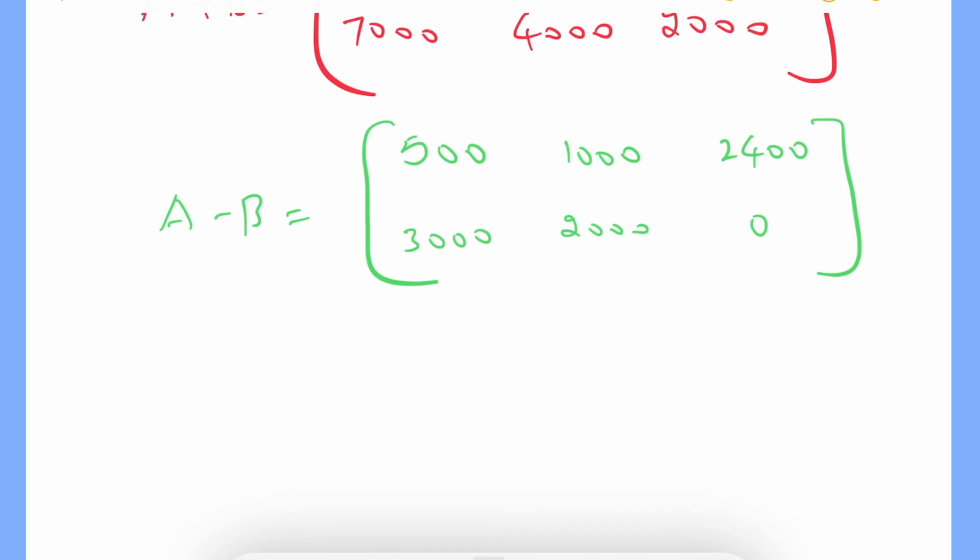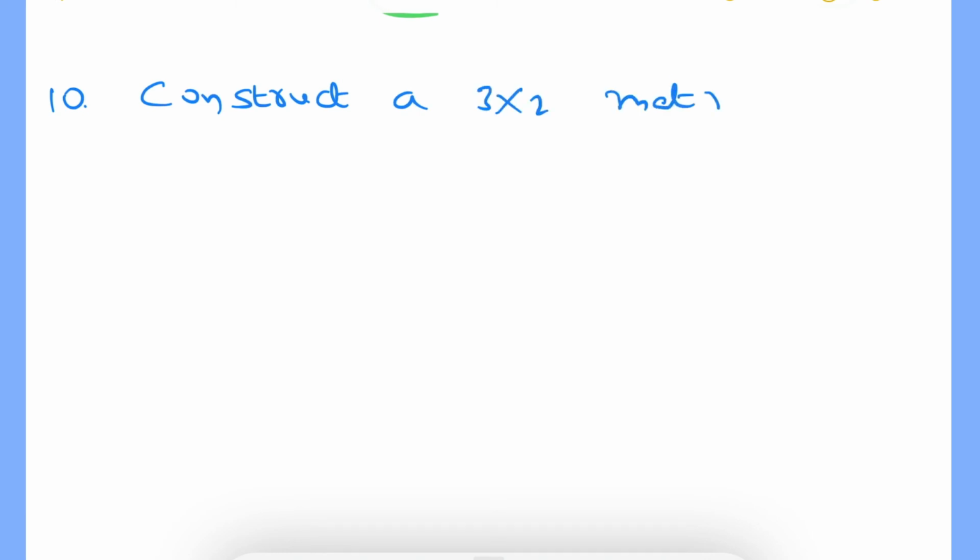Next, 10th problem. So in the 10th question he is asking to construct a 3 by 2 matrix whose elements are defined by Aij is equal to 1 by 2 modulus of i minus 3j.